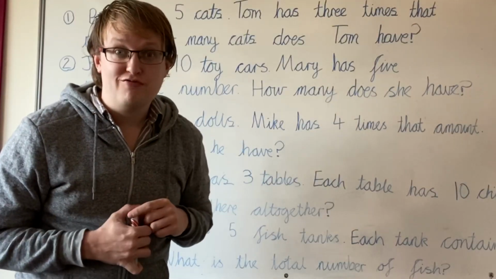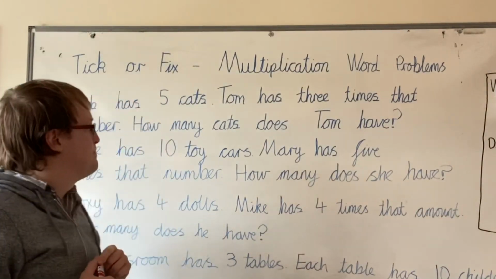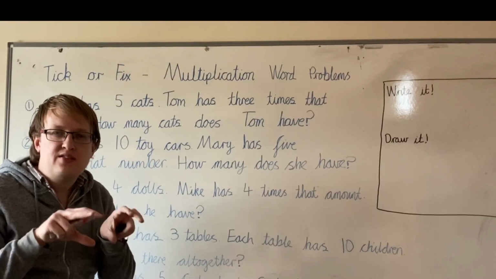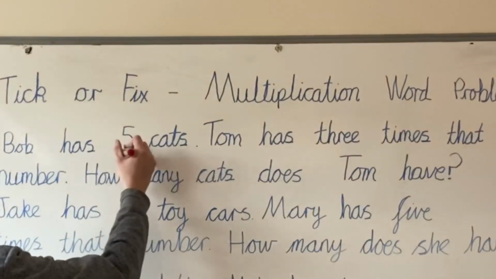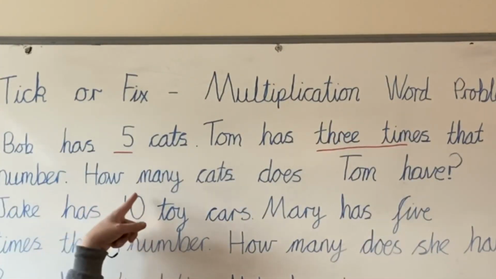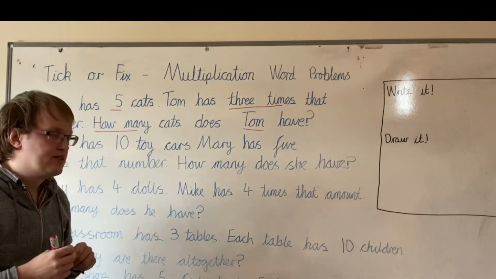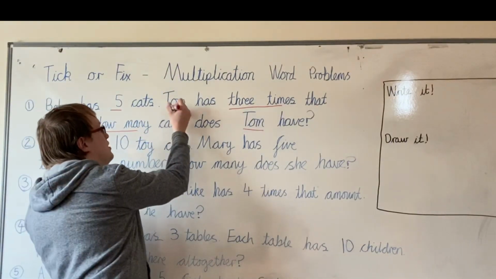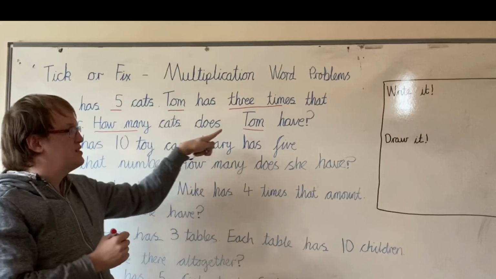So I'm going to read the question really carefully. Bob has 5 cats. Tom has 3 times that number. How many cats does Tom have? Step 2 then is to extract the information from the question, the information that we need to solve the problem. Look at the information that I've underlined. Bob has 5 cats, that belongs to Bob. Tom, let's underline Tom. Tom has 3 times that amount. How many cats does Tom have?